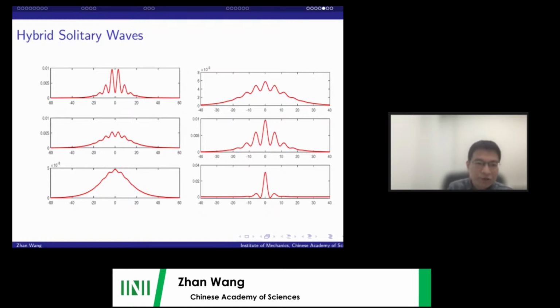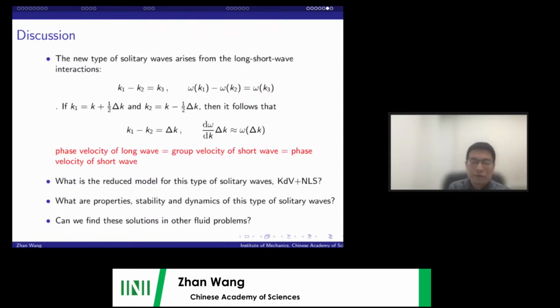These solutions feature a wave packet sitting on the KdV pulse, and they are neither the KdV soliton nor the wave packet type. Such a peculiar wave phenomenon arises due to the complicated dispersion relation resulting in long and short wave interactions. This is an ongoing project, we haven't finished it. The bifurcation mechanism of the newly discovered solitary waves cannot be described by a single KdV or single NLS equation.